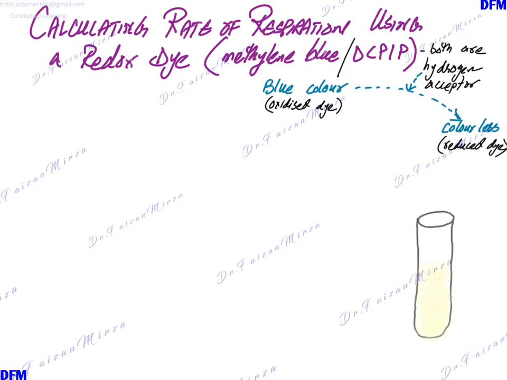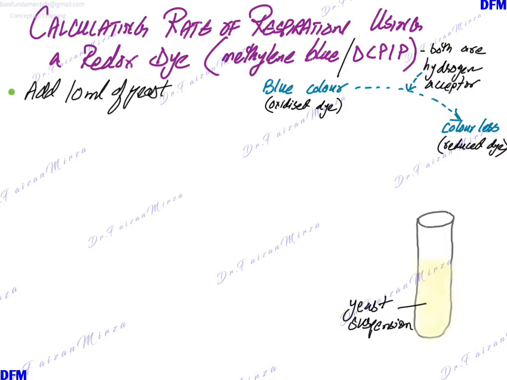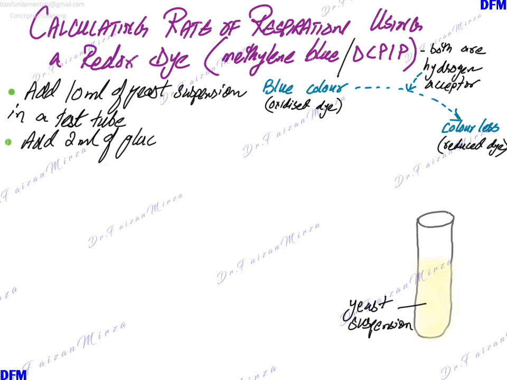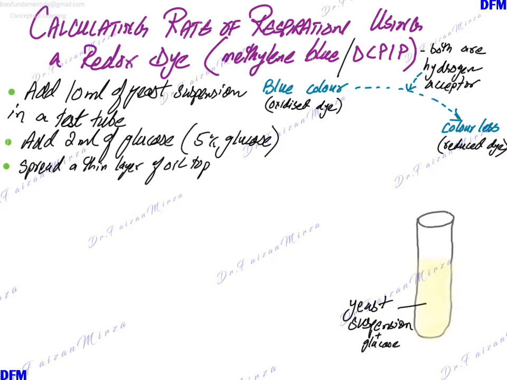Now I'll take a test tube. In the test tube I have yeast suspension, for example 10 ml of yeast suspension, and to this I'll be adding 2 ml of glucose, for example 5% glucose. I know the glucose will be used by yeast and it will start to respire.